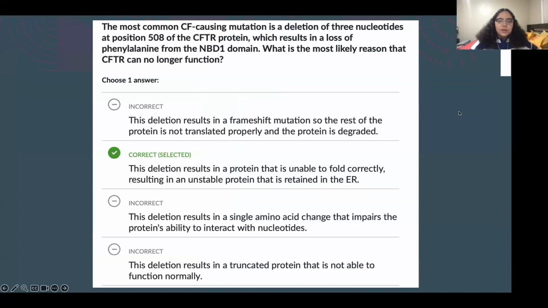Then for this question, it was answer choice B. You're deleting 3 nucleotides, so it's not a frame shift mutation. It wouldn't be a truncated protein. You're only losing 1 amino acid, and so what's the other one that impairs? Yeah, so improper protein folding would explain why the misfolded protein is retained in the ER.